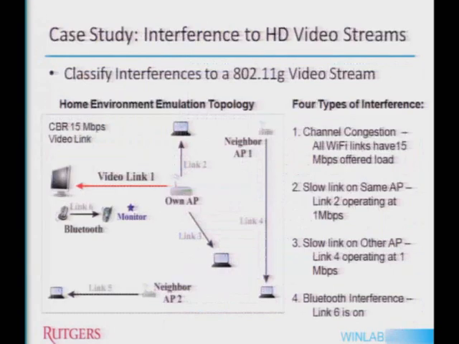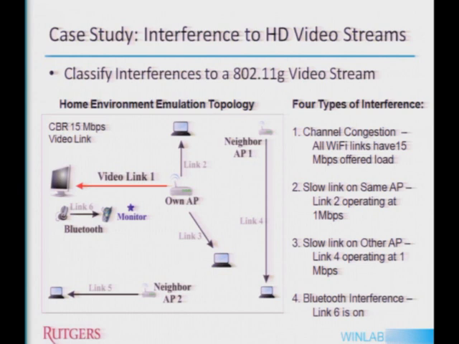One concrete example: we did this detailed case study for an 802.11g video stream. This was more influenced by the application that Infosys had in mind. If you have a video stream from your access point, in this case to your TV, we want to characterize some of the simple interference scenarios that can occur in a normal regular home, and can we characterize each of these interferences into distinct regions that we can classify in terms of a set of observable parameters.